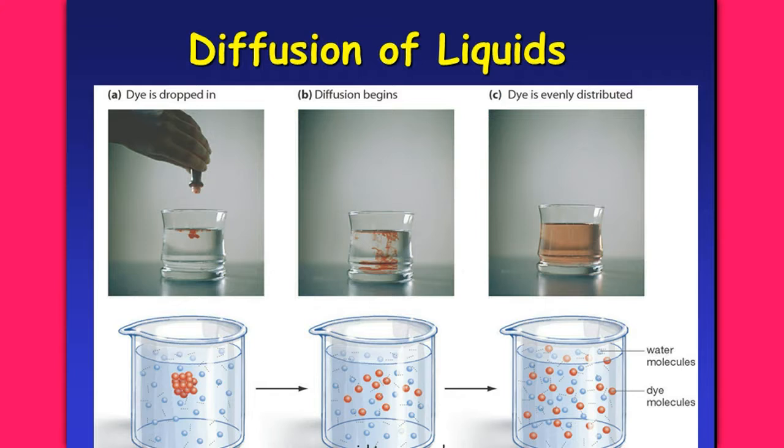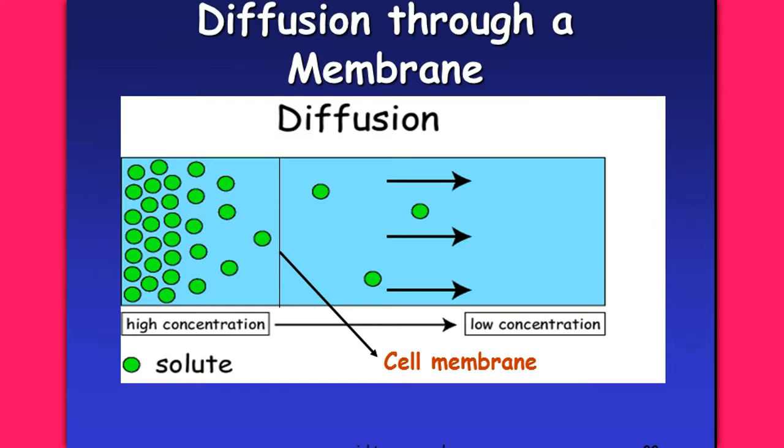So we can see this occurring in liquid when we drop dye into water or food coloring. We see it hit the water and it's in a high concentration, and then as it disperses, we see that the cup of water eventually becomes a lighter color because of the mixture of water and dye molecules. So that diffusion passes through the cell membrane in the same way. So a solute, anything that's dissolved, is going to pass from the area of high concentration to the area of low concentration.